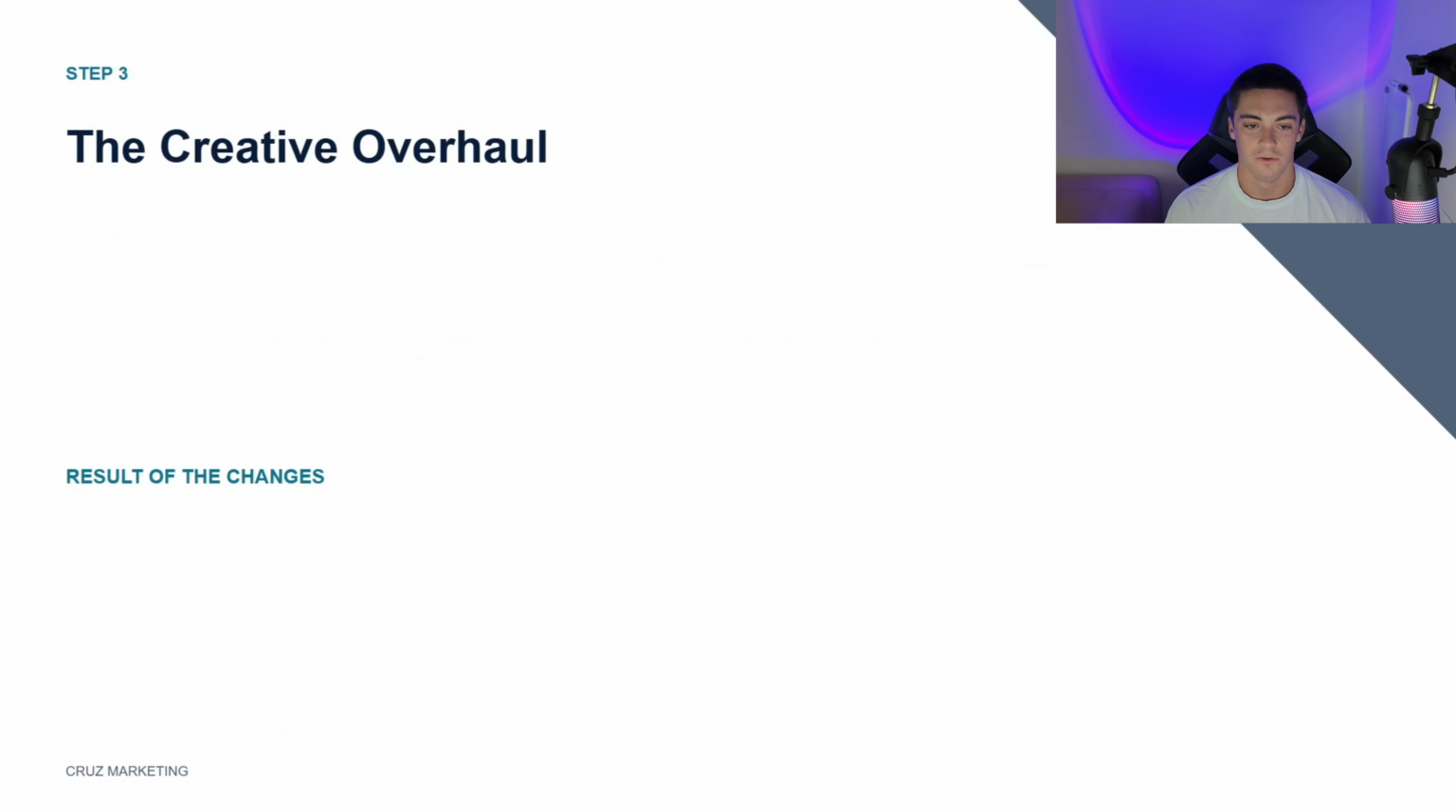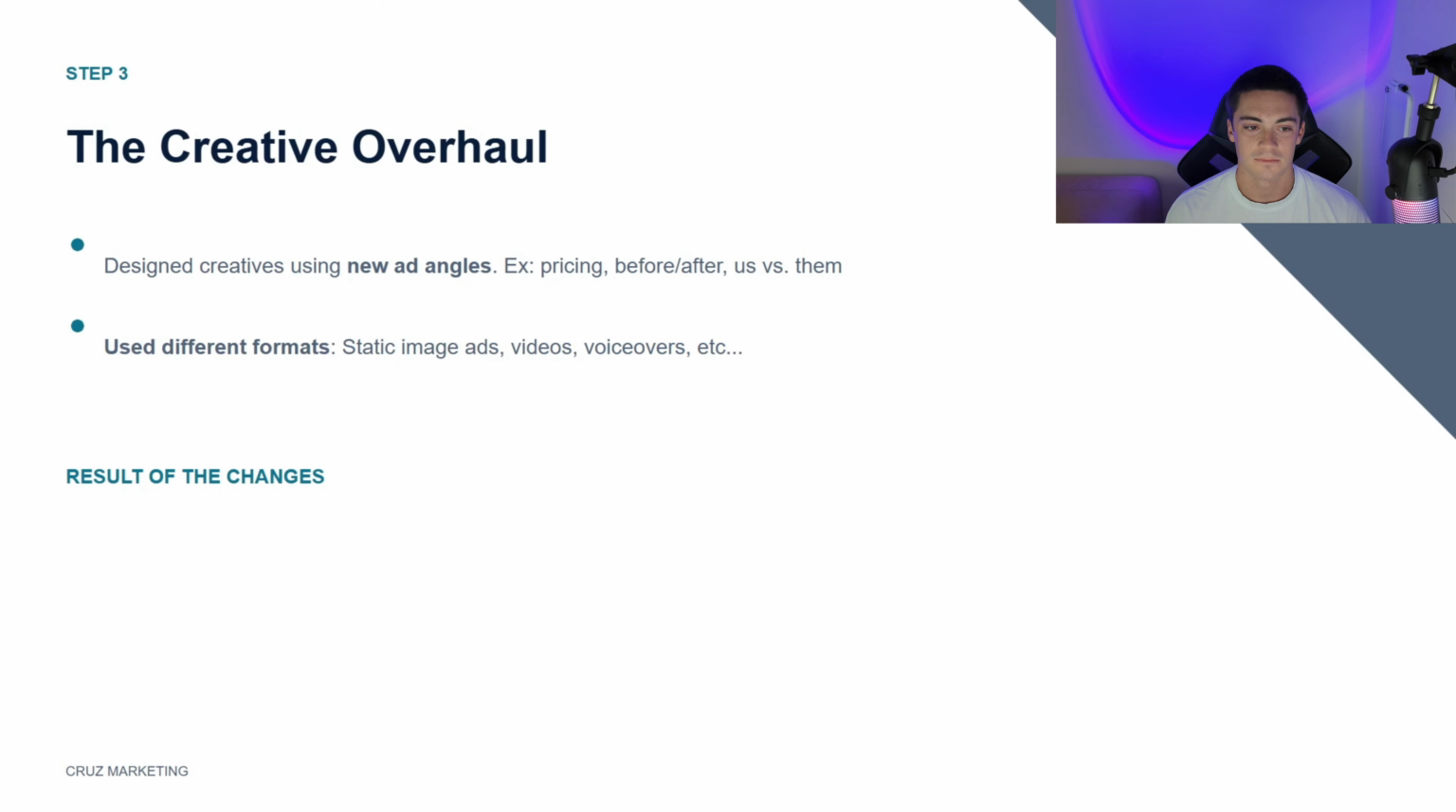Step 3, the creative overhaul. First, we designed creatives using new ad angles. For example, we used pricing, before and after, and us versus them formats. Also, we used different formats. Instead of using just static image ads like he had done previously, we used videos, voiceovers, and a couple different formats.